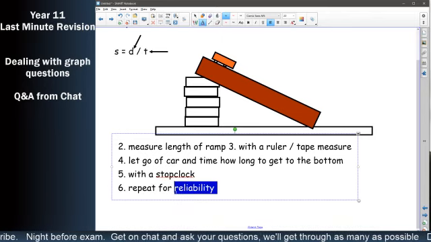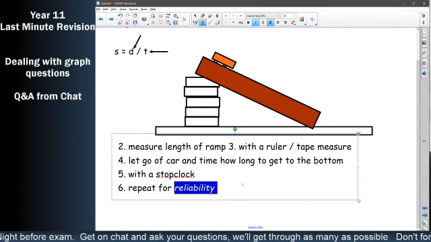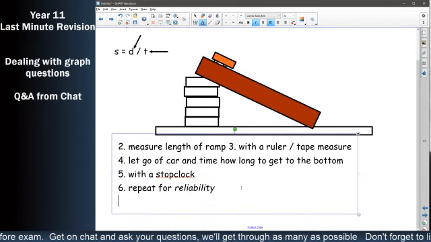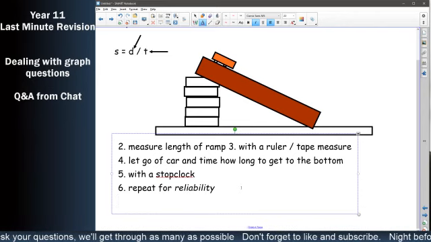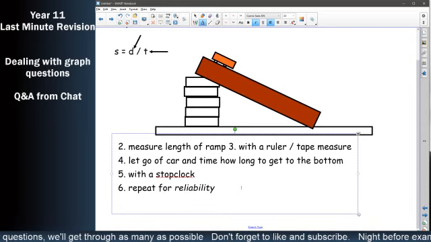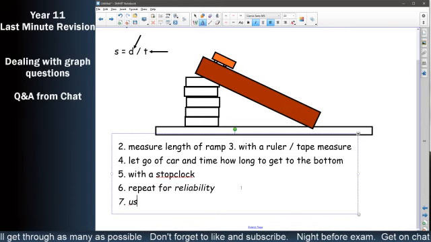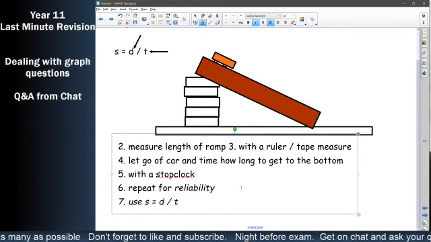The key thing here in reliability is we do not repeat for accuracy. Never ever say that. It's R for reliability. So repeat for reliability, and then adjust your apparatus for accuracy. All the A's for accuracy, all the R's for reliability. Okay, and then number 7, use speed equals distance over time to calculate it.